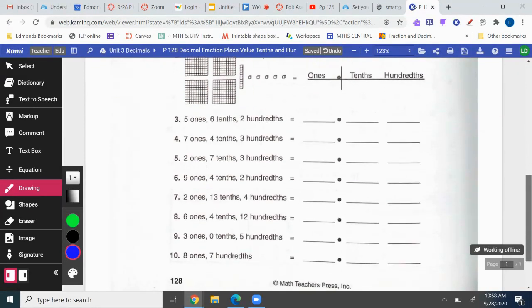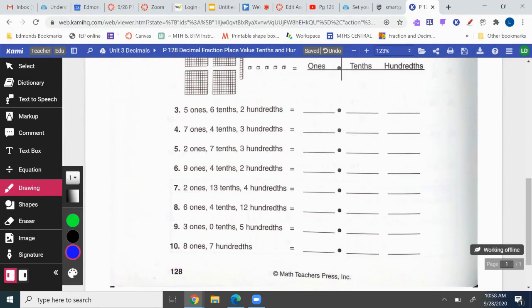And then for 3 through 5, they give us the words, and we just need to write the number out. That's all they want us to do. So I have 5 ones. So 5 goes on the left side of the decimal place. That's easy. 6 tenths and 2 hundredths.